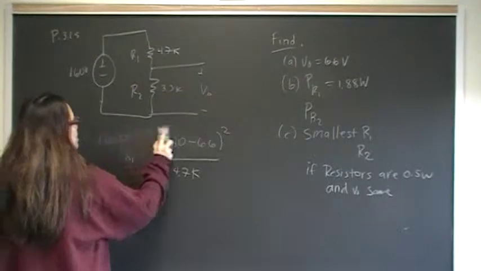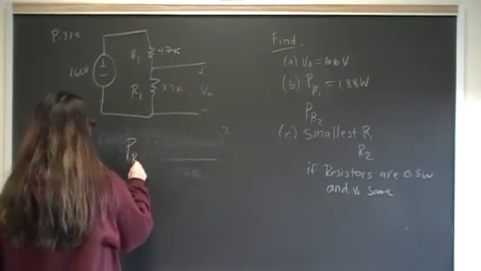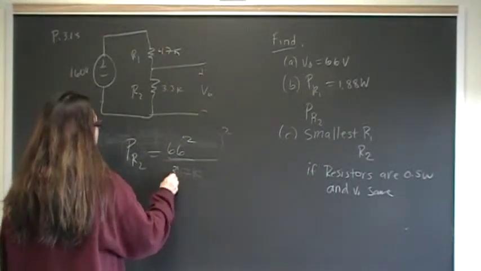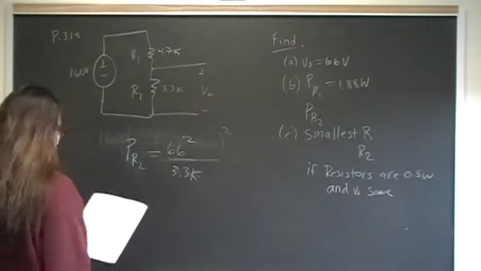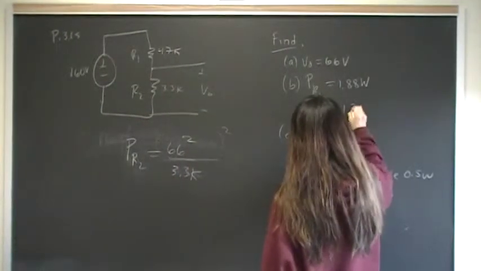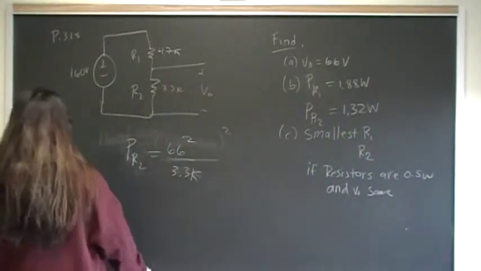Same thing with the R2. We just found out that it's 66 volts. So P sub R2 should be 66 squared over 3.3 K. And when you do that math, you should come up with 1.32 watts power dissipated across that one.